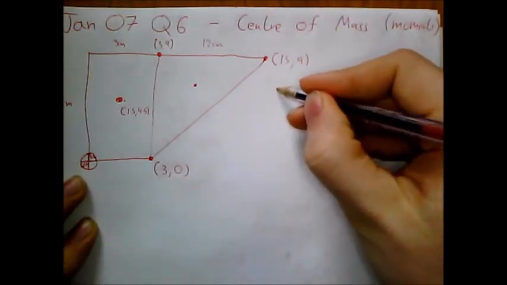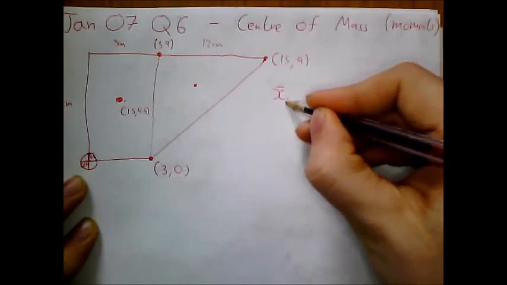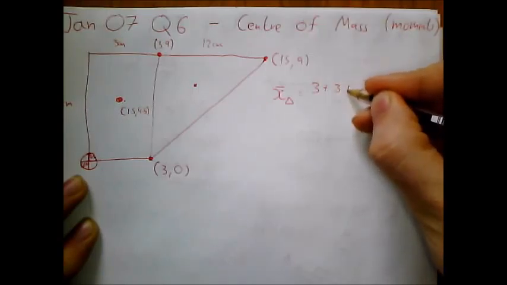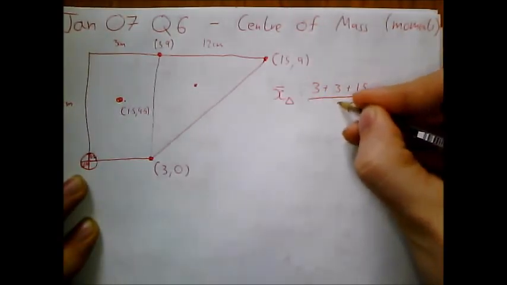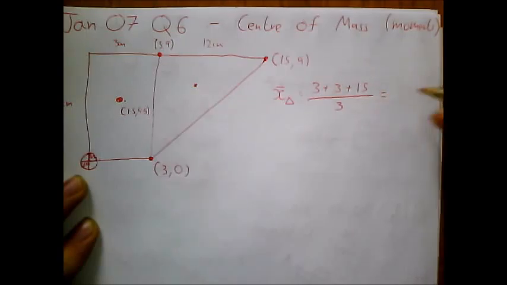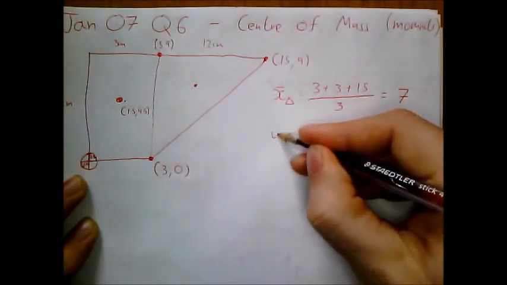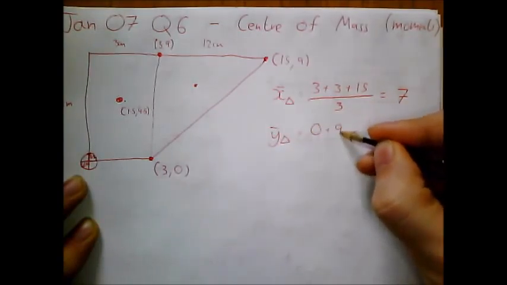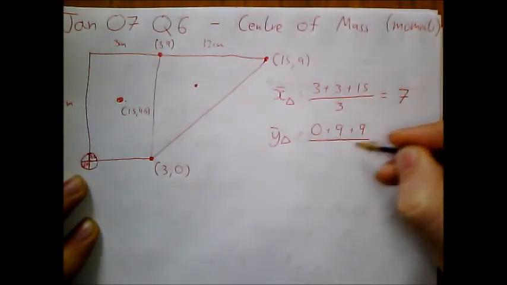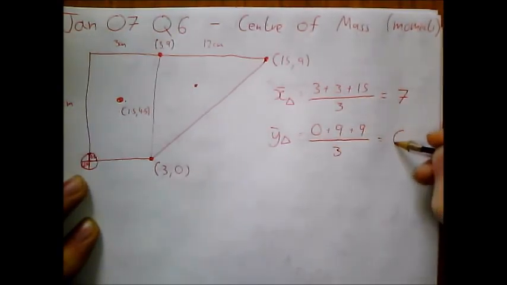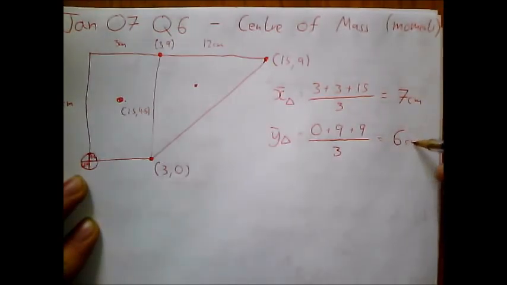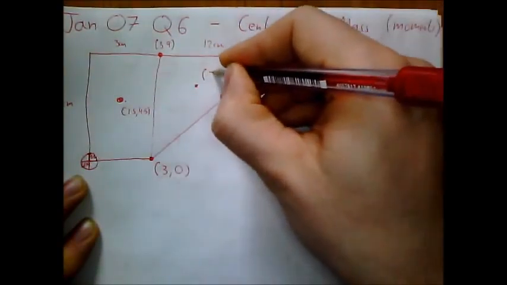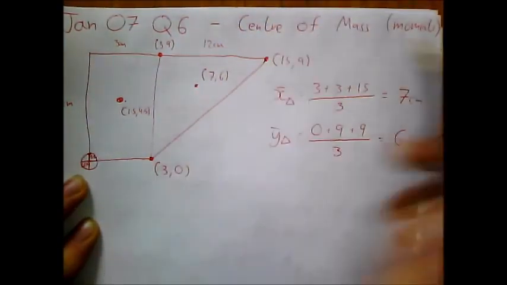So x bar of the triangle is 3 plus 3 plus 15 all over 3, which gives us 7. And y bar of the triangle is 0 plus 9 plus 9 all over 3, and that gives us 6. So the triangle's centre of mass has the coordinates (7, 6) from the datum position.